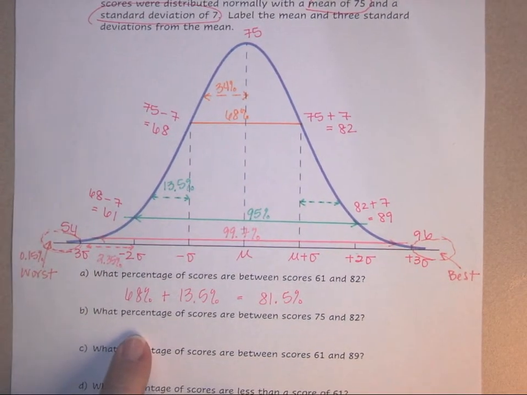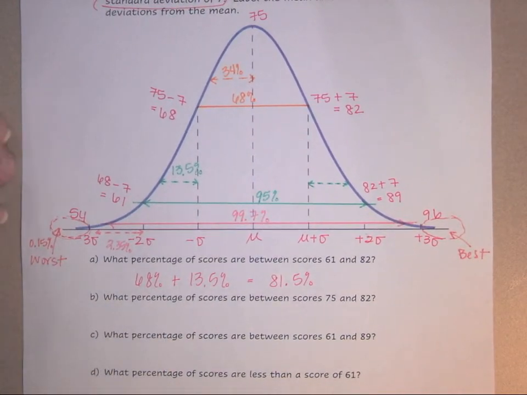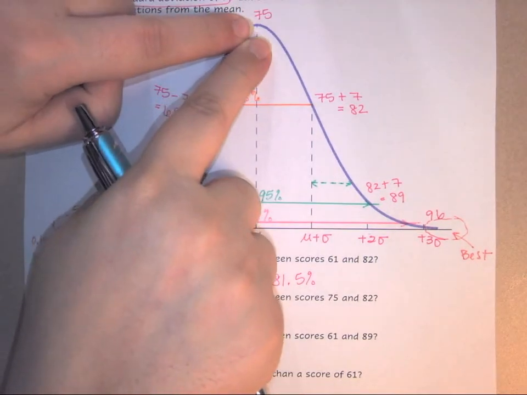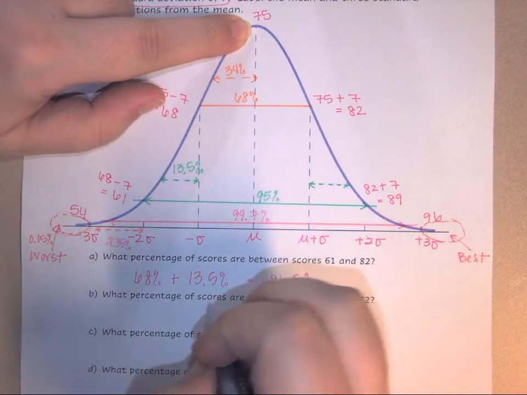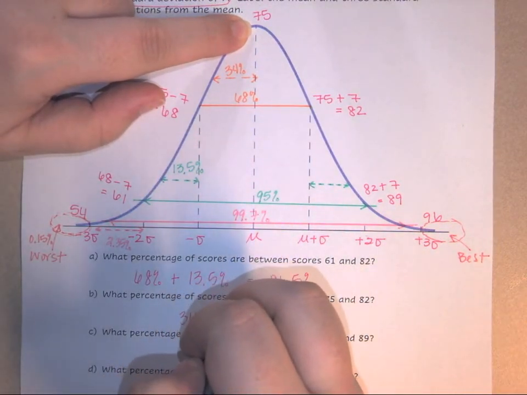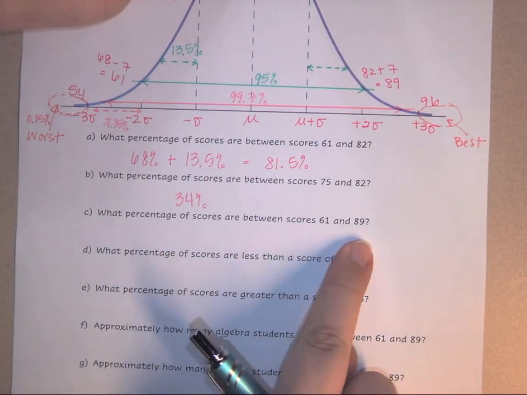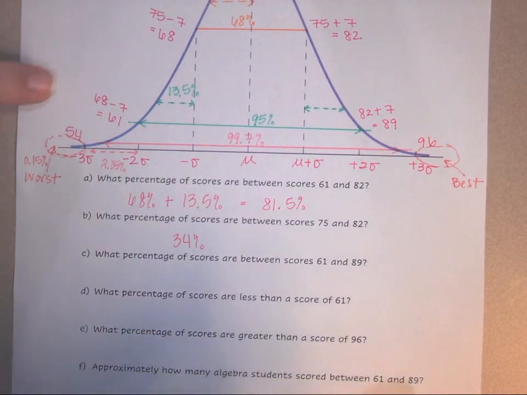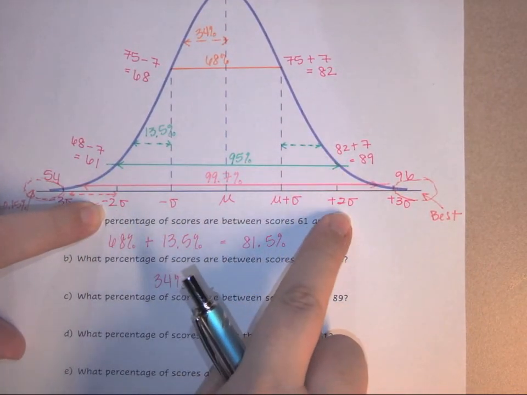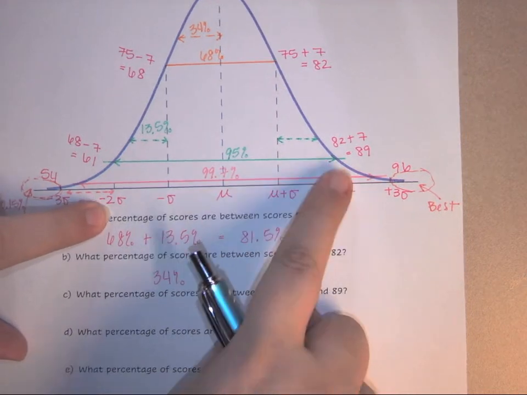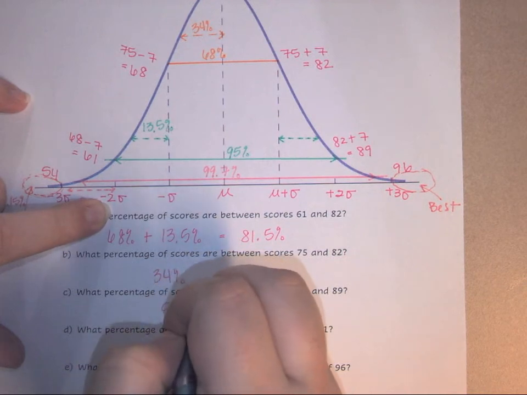Now the second part wants to know the percentage between 75 and 82. So if you're looking at 75 to 82, we're looking at just this first piece here. We're going one standard only. So this would be 34%. What percent of scores are between 61 and 89? So 61 is at my -2 standards. 89 is at +2. So when we're looking at the percentage here, that's going to be my green percentage, which is 95%.